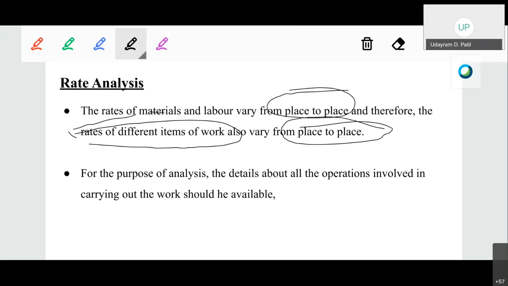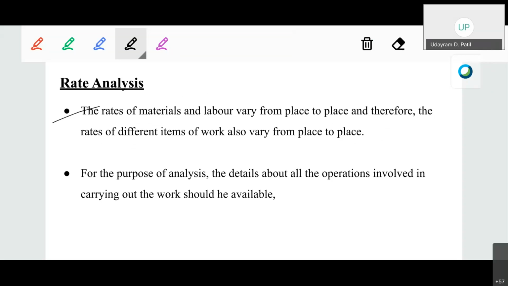So this is the point we have to consider. Also, for the determination of the rate analysis, we will require details of all the operations involved in carrying out the particular work. Suppose we are going to build brickwork. I will need every procedure I have to carry out, such as the thickness of the plastering.